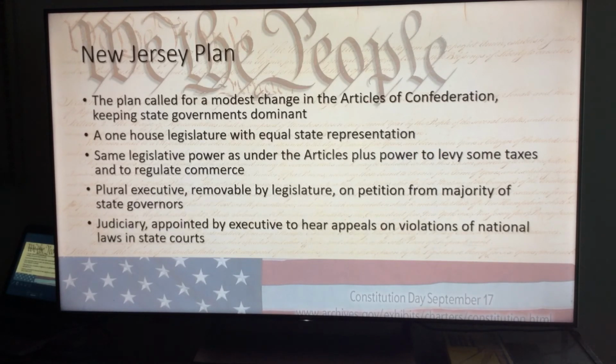And then judiciary appointed by the executive to hear appeals on violations of national laws in state courts. So they do also look at the judiciary. It's not picked by the legislature. They are picked by the executive. So you can see remnants of this plan in the compromise as well.